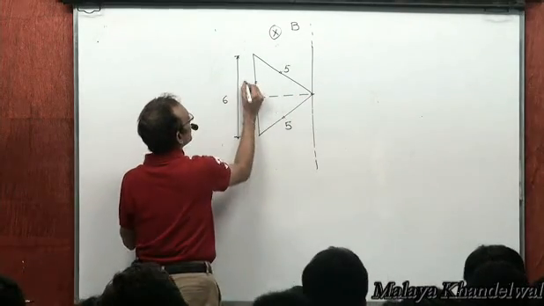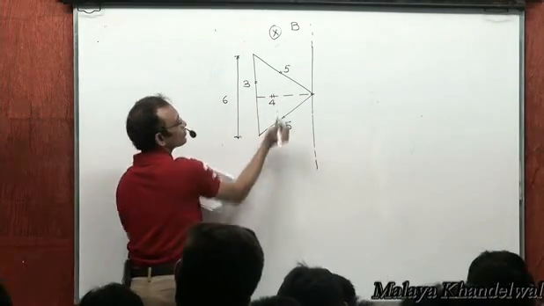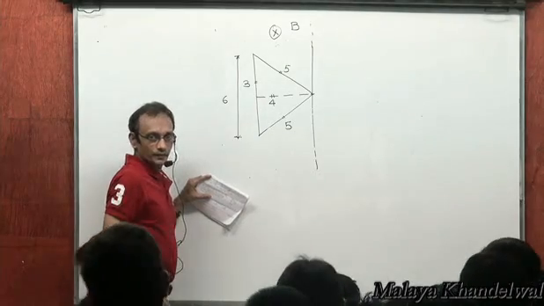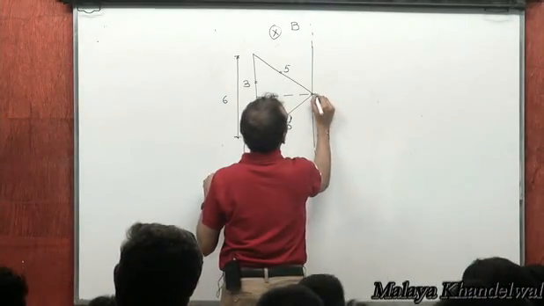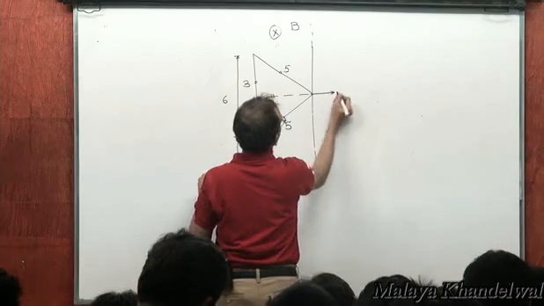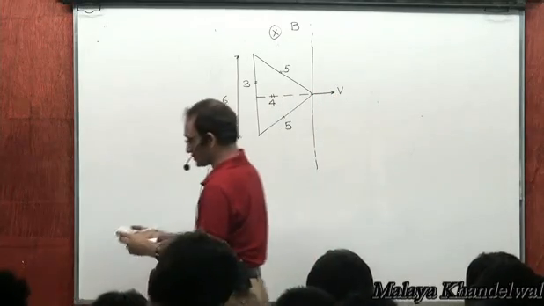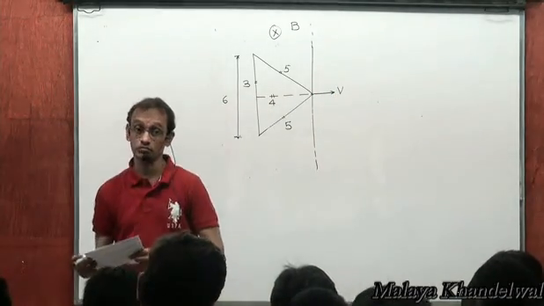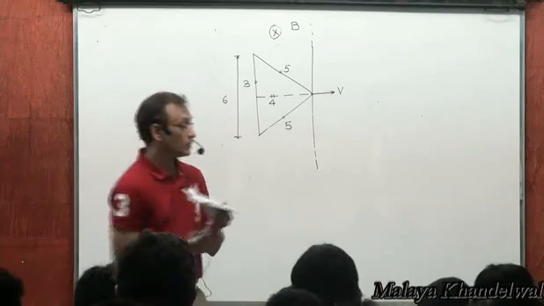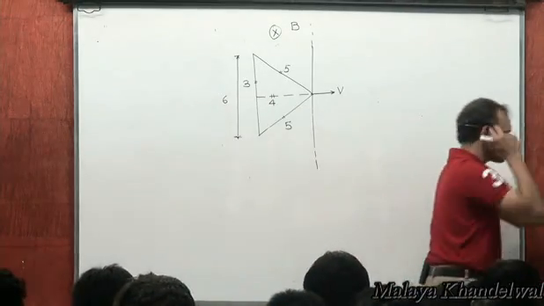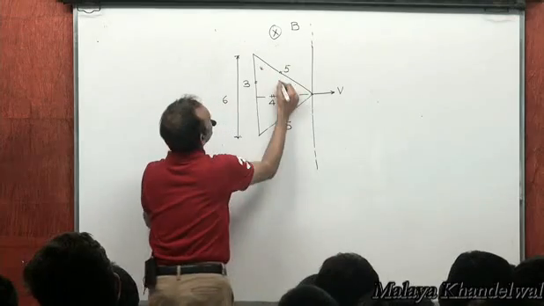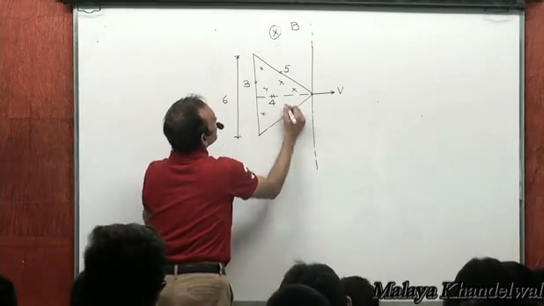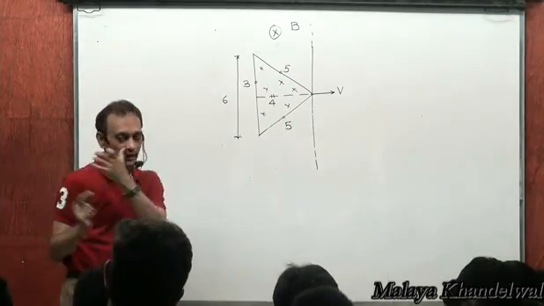And therefore, realize that this is 3 and this is 4, right? This loop is being pulled out with a constant velocity v. Okay, let's see what happens. If it's being pulled out, there is flux associated with this loop: B into the area of the loop.